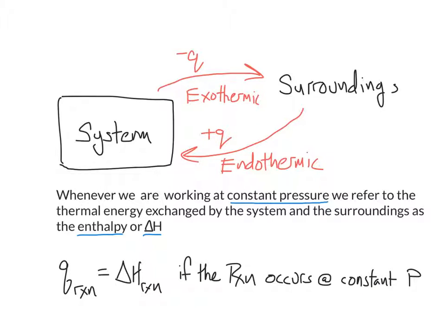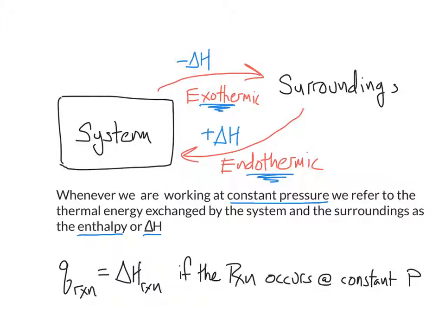Q of the reaction is equal to delta H of the reaction if the reaction occurs at constant pressure. Therefore, an exothermic reaction has a Q that has a negative sign, therefore delta H has a negative sign. For an endothermic reaction, Q has a positive sign, therefore delta H has a positive sign.